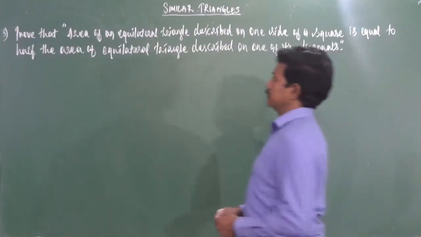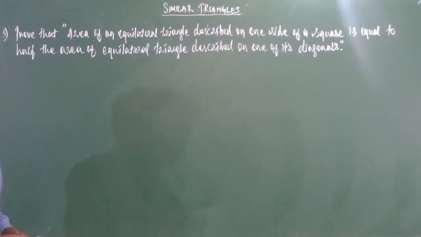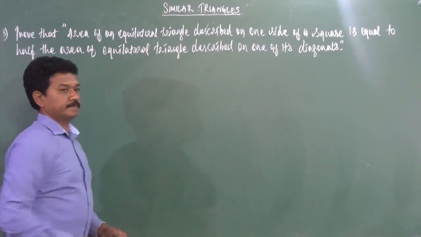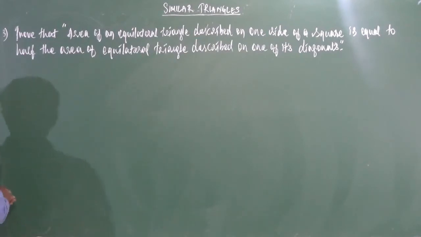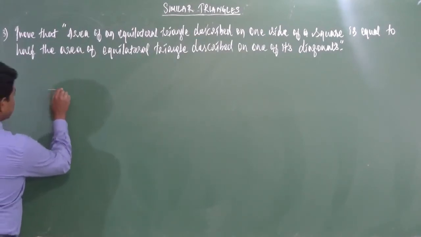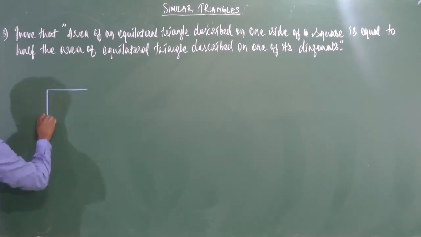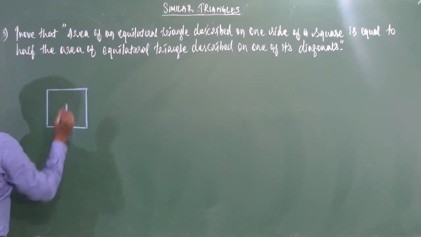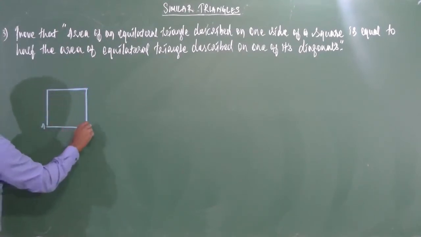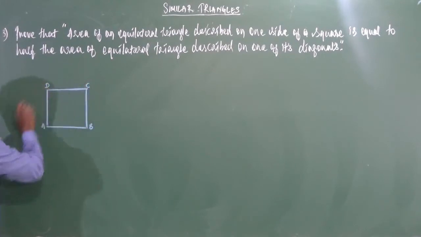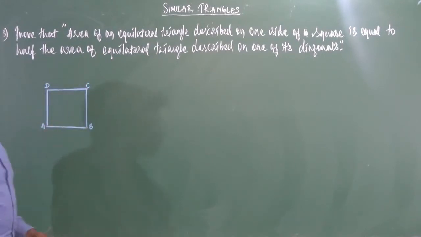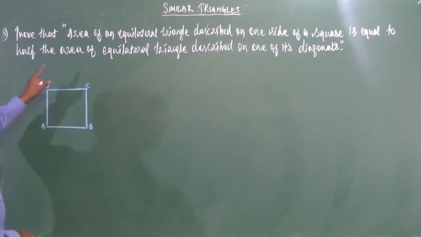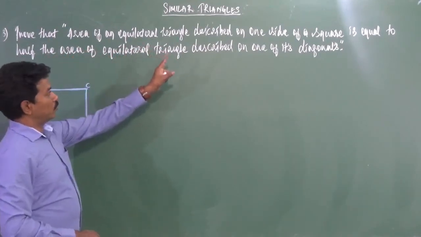Okay. Let us get into the third problem. Very important again. It's a rider. So prove that area of an equilateral triangle described on one side of a square. So just imagine a square. You have to imagine a square here. So let us put up a square. So let this be the square. Right. So let us name this A, B, C, D is a square. Right. So in a square we know that all the four sides are equal. Right. So area of an equilateral triangle described on one side of a square.